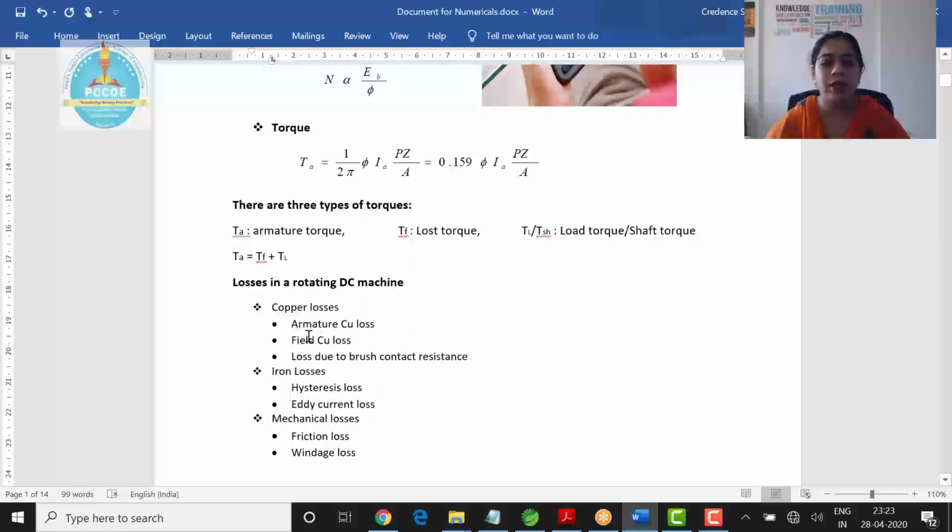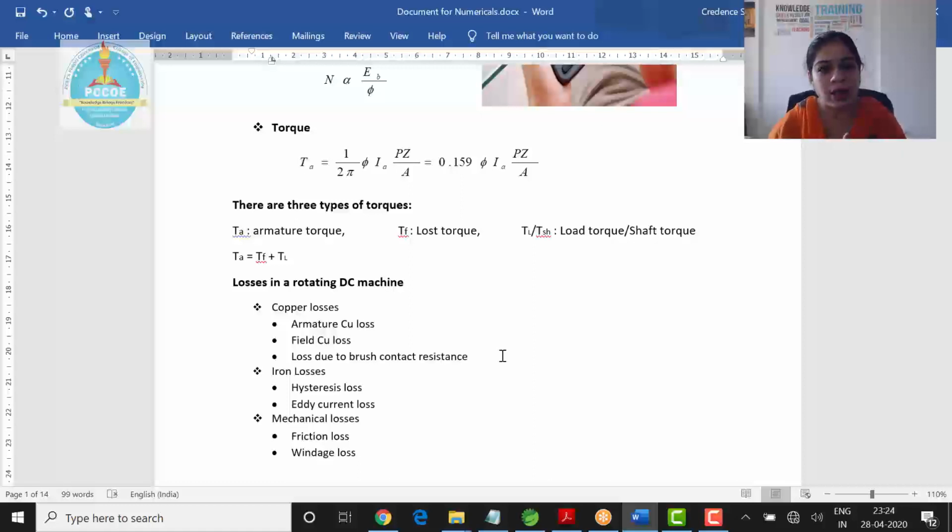Copper losses occur in the armature copper loss, field copper loss, or the loss due to the brush contact resistance. That means they are electrical losses, and mechanical losses. So under electrical losses there are copper losses and iron losses. Copper losses occur in the windings. Windings are there in the armature, in the field, as well as in the brush contact there is resistance. So there is also the I square R loss or the copper loss.